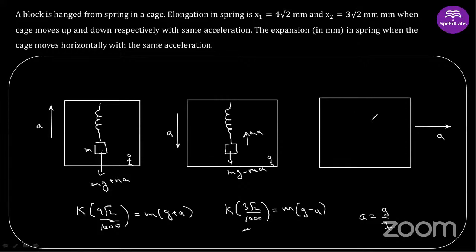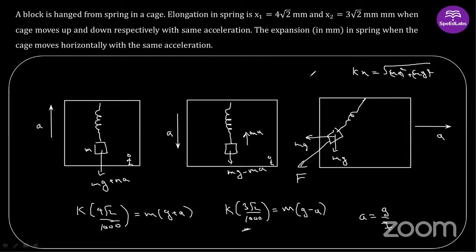Now, again, when it is moving in this direction, the block will be something like this. So it is experiencing two forces now. What are the two forces? One is mg and another is ma in that direction. So overall force will be in this direction. Let us say this is F. So now I have to write Kx is equal to new F. What is new F? New F is nothing but root over ma whole square plus mg whole square. So I am just finding the new force. And that should be the Kx. Is K given? Spring constant is not given.